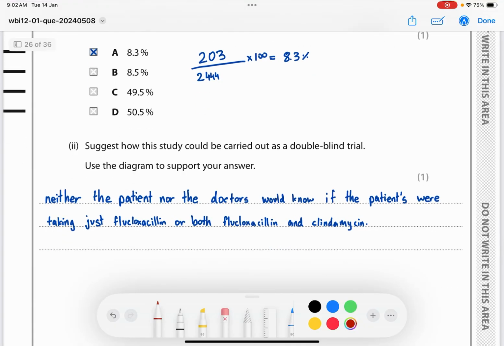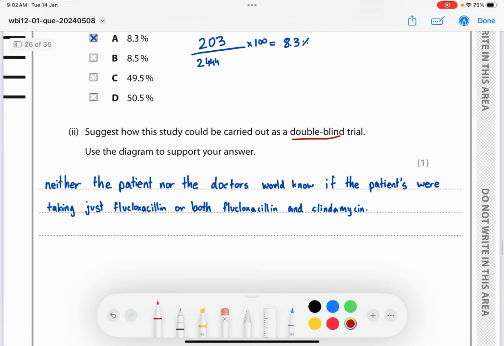So just how the study could be carried out as a double-blind trial. Double-blind. Use diagram to support your answer. So neither the patient nor the doctors would know if the patients were taking just the antibiotic or both the antibiotic and clindamycin.